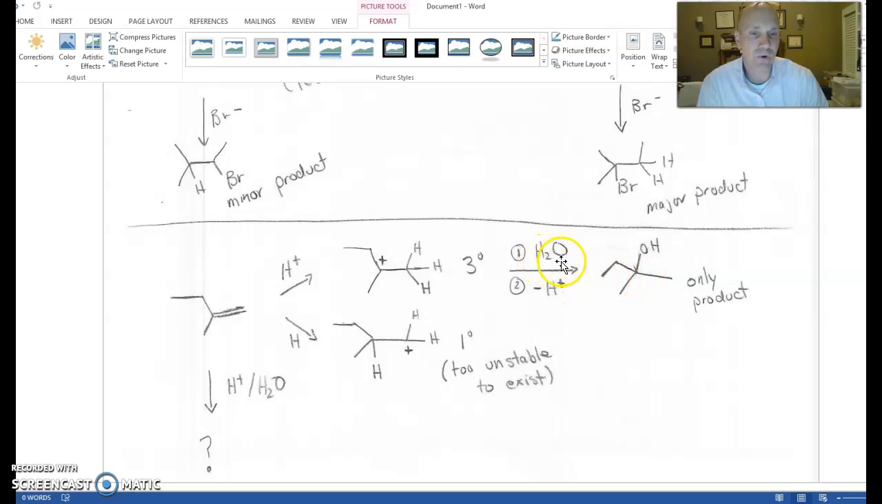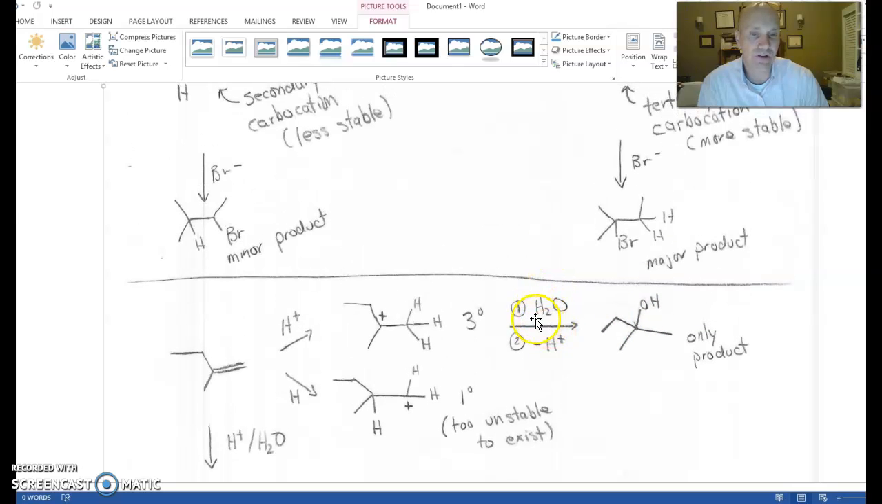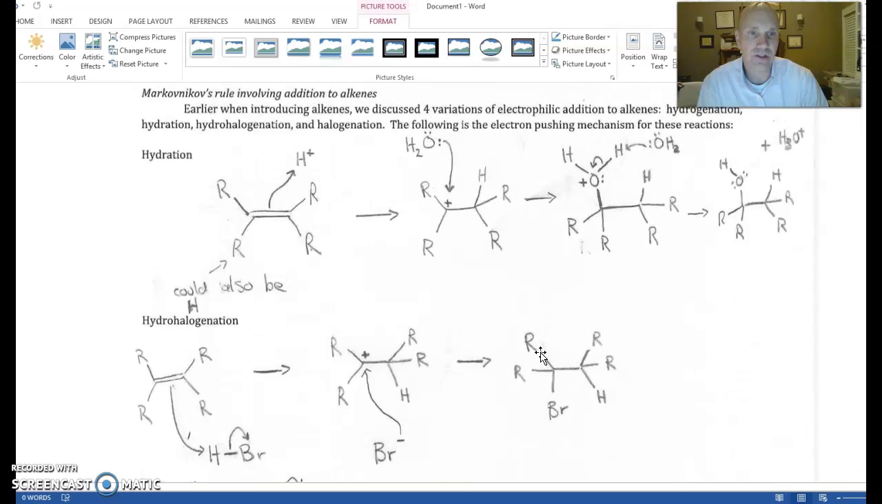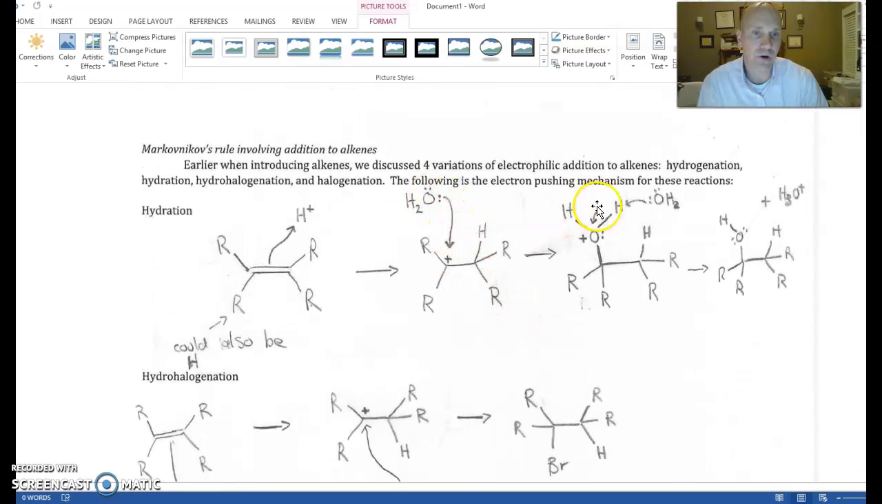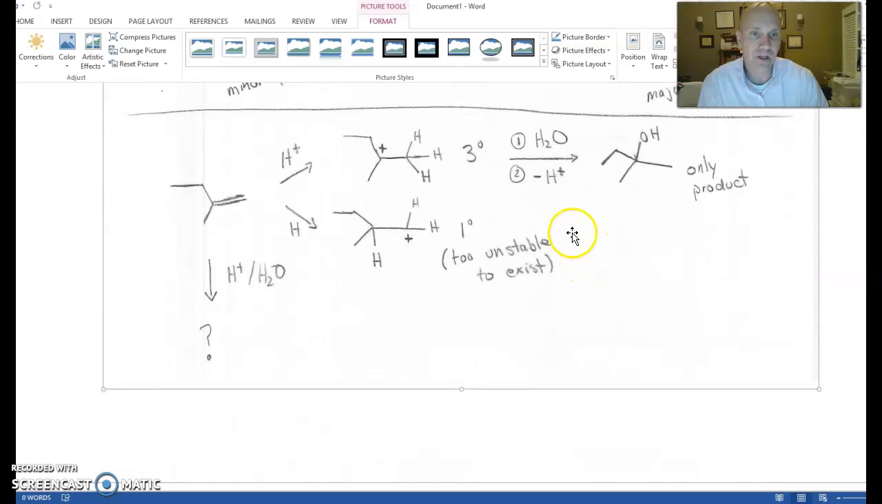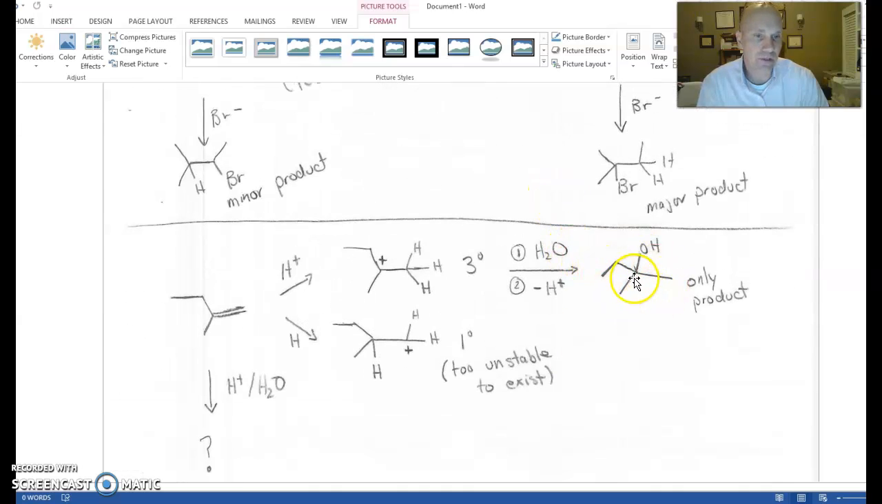And when you add the water, so that I abbreviated this right here, I said add water, and then we're going to take an H plus away. And essentially what that's doing is just doing the two steps right here. We're going to add the water, and then we're going to lose that H plus. So that's just shorthand for these two steps of the mechanism. All right, and so when you do that, this is going to be the product that gets formed. All right, so if you were to do this reaction right here, this would be the only product. And you can explain that through Markovnikov's rule, which has to do with the relative stability of the carbocations.